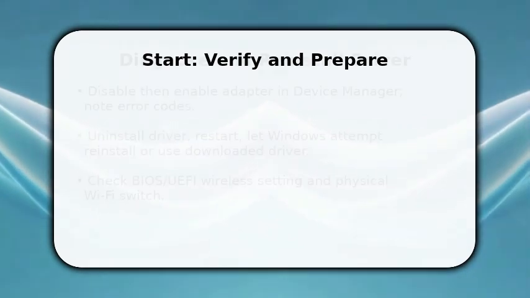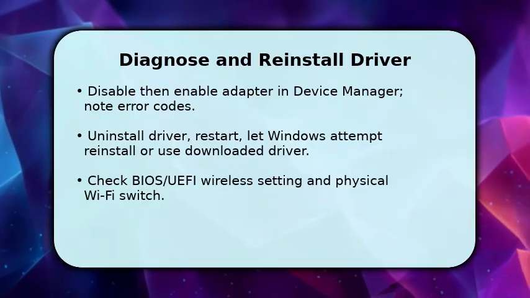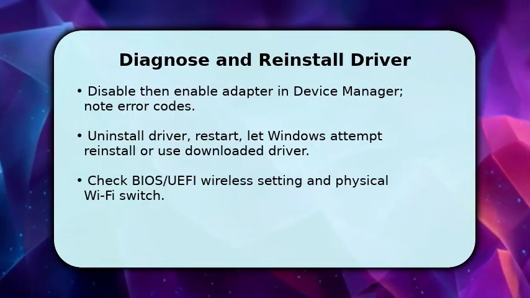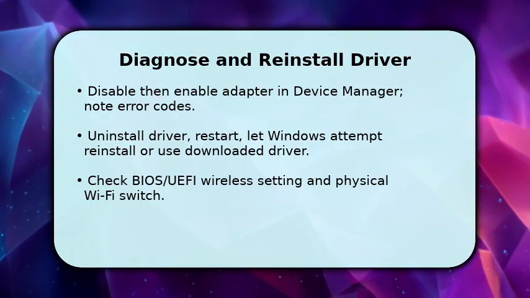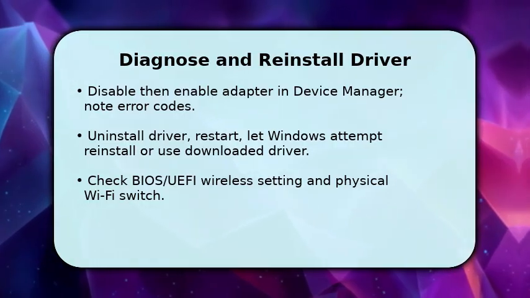Once done, open Device Manager to observe the adapter state. This shows whether it's disabled, missing, or flagged with an error code, which determines the next step. You now diagnose and execute the core repair steps. In Device Manager, disable then re-enable the wireless adapter to clear temporary faults. If a code appears, note it.